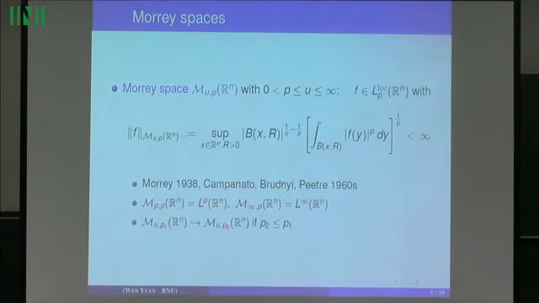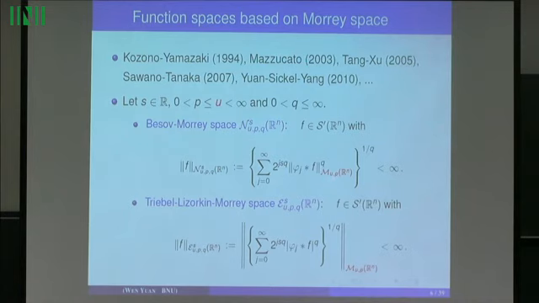As Winfried introduced in his talk, there are new function spaces that generalize the Besov and Triebel-Lizorkin spaces by using Morrey spaces instead of Lebesgue spaces. The idea is very simple. We just replace the L^p norm in the classical Besov and Triebel-Lizorkin spaces by the Morrey norm. The Besov-Morrey spaces were introduced by Kozono and Yamazaki when dealing with PDE problems, and also Mazzucato in 2003. The Triebel-Lizorkin-Morrey space was later introduced by Tang and Xu in 2005, and later also by Sawano and Tanaka, and also Zico, Yang, and me.